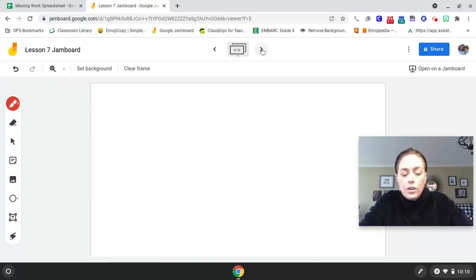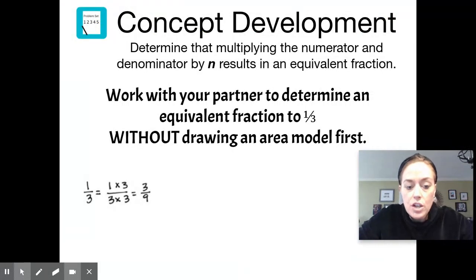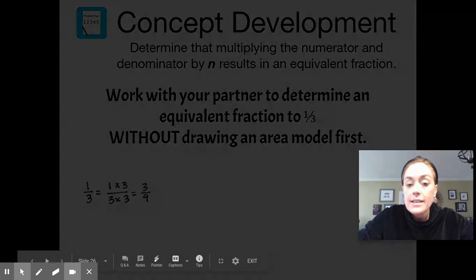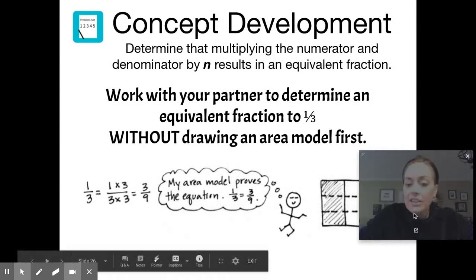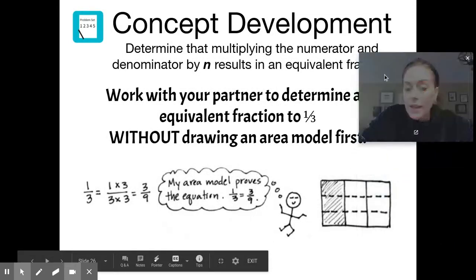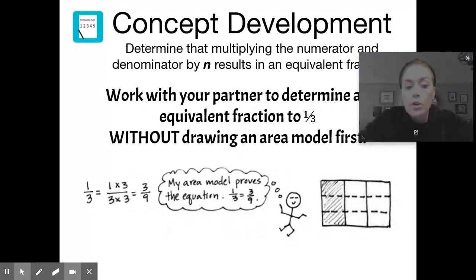So the lesson, they're showing us thirds. They're showing how if you take 1/3 and they multiply by 3, they're showing us times 3. So they're doing the numerator times 3. They're doing 1 times 3 equals 3. And they're also doing the denominator by 3. 3 times 3 equals 9. So they're showing that 1/3 could equal 3/9. And look, then their area model proves it. So now they're doing the multiplication first and using the area model to prove it.